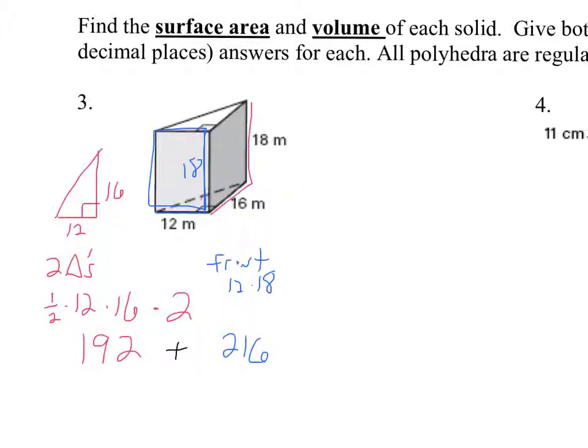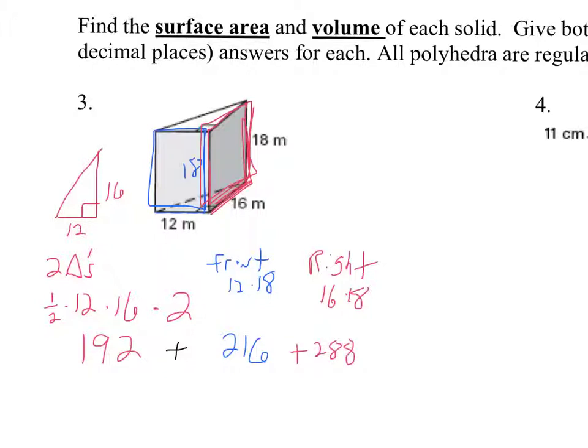Here we have another rectangle, and you can see that is 16 by 18. So I'm going to call that the right side. The right side is 16 by 18. And so that adds up to 288.